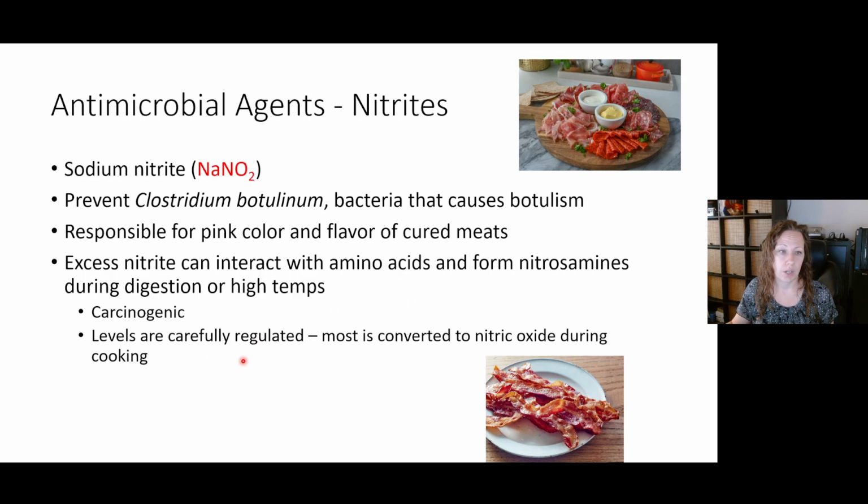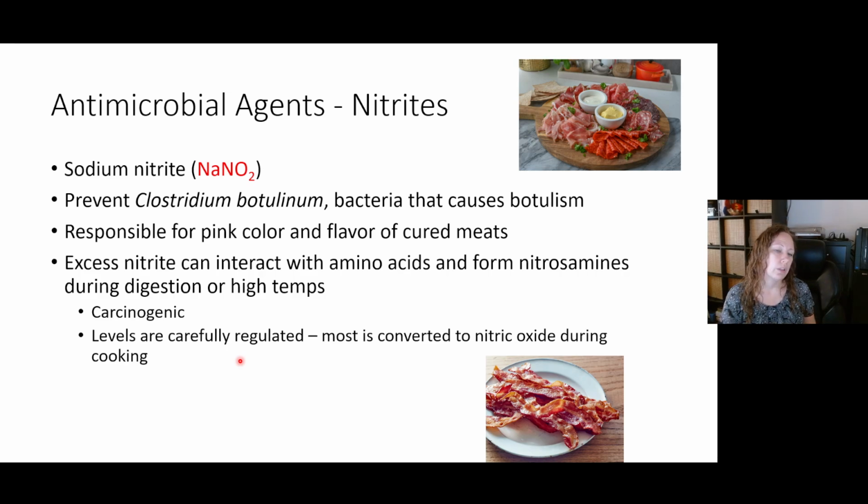Most of the nitrite that is added to the meat product is actually converted to nitric oxide during cooking. Now, if there's too much that has been added, then you will have excess nitrite still in the meat. But the way that they regulate this, most of it is converted to nitric oxide during cooking, and you have very little excess nitrite in the meat. And nitric oxide then binds to the myoglobin, and that is what leads to the cured pink color in the meat products.